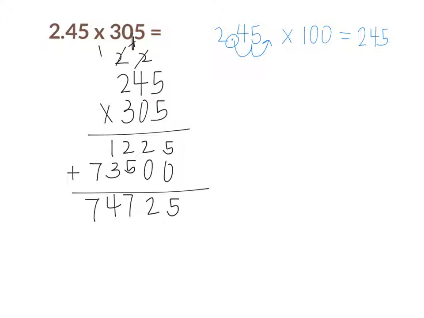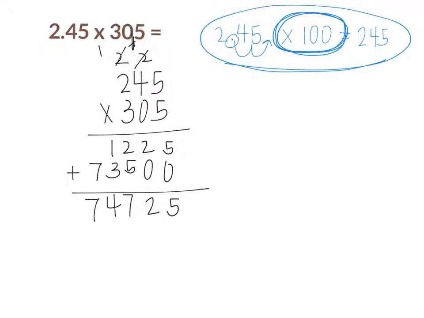So my answer is 74,725. Except, you guys, what did we do up here? Did we change the problem? What did we do to change the problem? We multiplied by 100. So what do we need to do to undo that? How can you undo multiplying by 100? Gia? You have to divide it by 100. We have to divide by 100 to undo it. Okay? So how does the decimal point move when you divide by 100? Right now the decimal point's here. It's going to move 2 spots to the left.